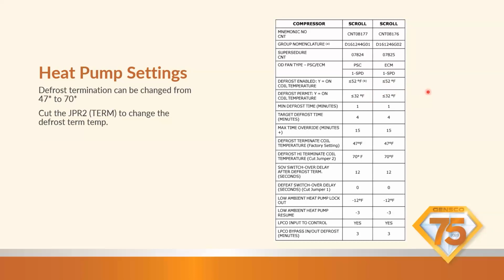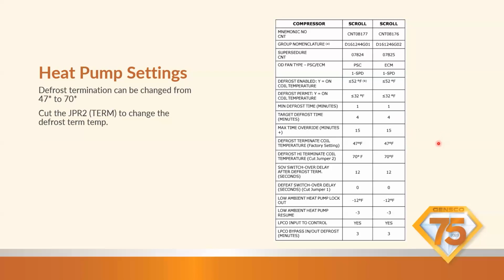We've got to make sure those sensors are reading the right temperature before we even try to go into a defrost. We do have a minimum defrost time of 1 minute, a maximum of 15. The target is 4 minutes, which means it's going to change its algorithm and change what it's doing, but it's trying to get the coil defrosted in 4 minutes, give or take.